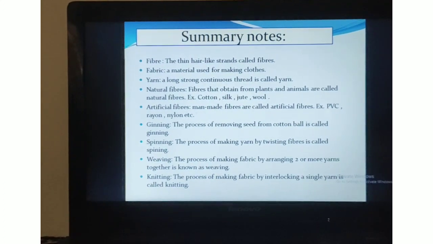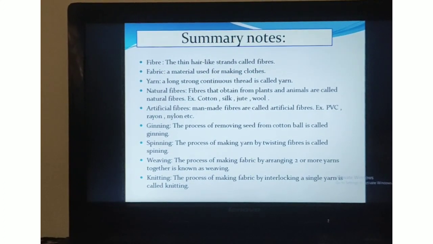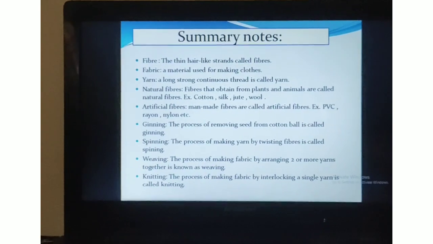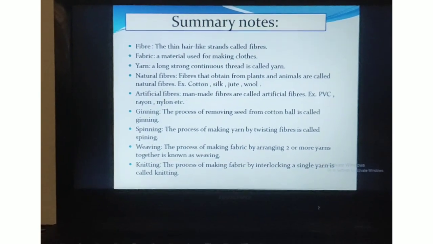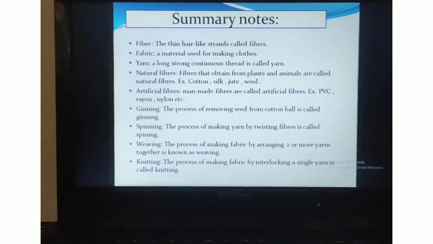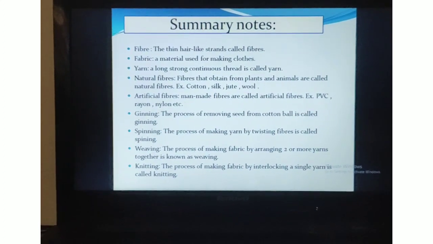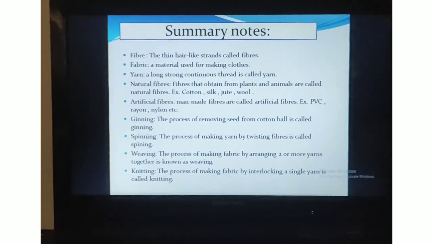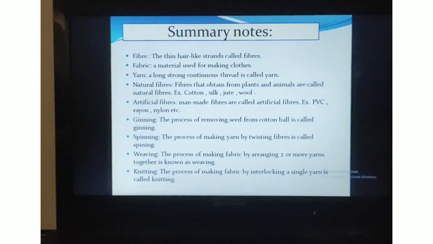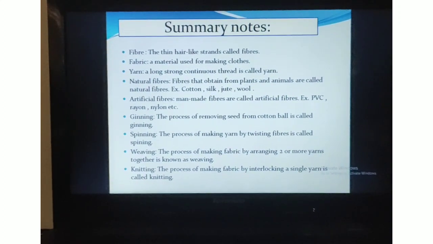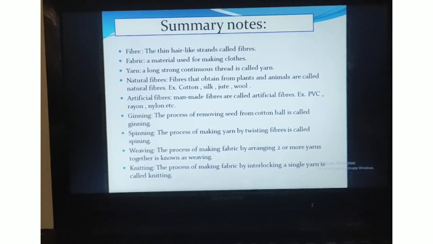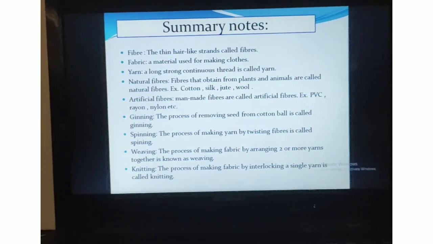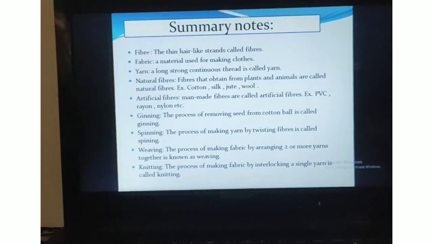Understood? Then we understood the cotton plant. The cotton plant's fruit part will provide you cotton fibers. If you see cotton wool or a cotton ball under a magnifying glass, you can easily see the very fine hair-like strands. That is nothing but the cotton fibers. But this cotton ball consists of seeds inside it. So the removal of seed from the cotton ball is known as the ginning process.